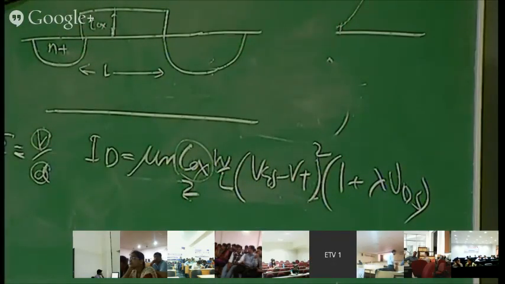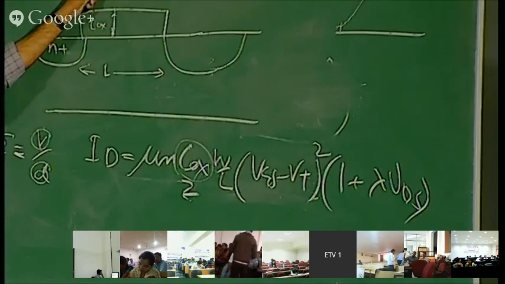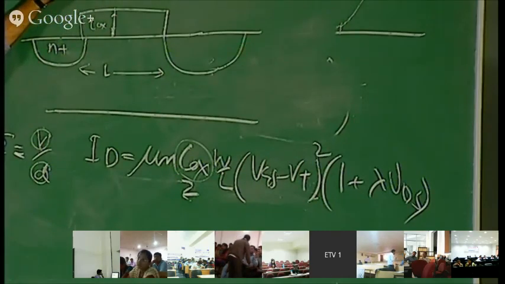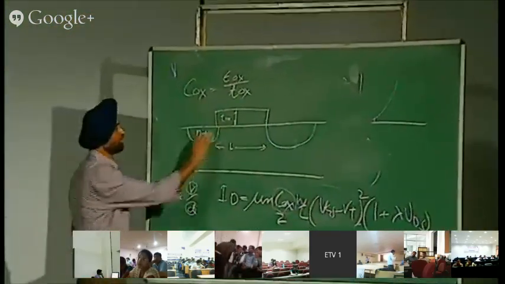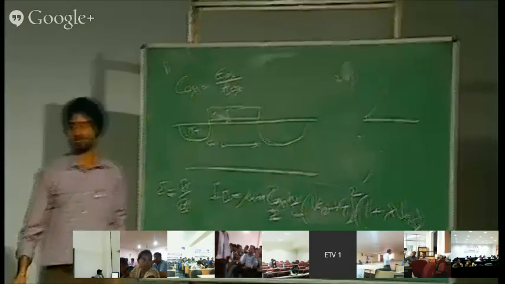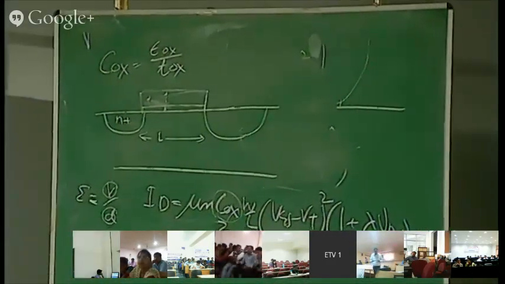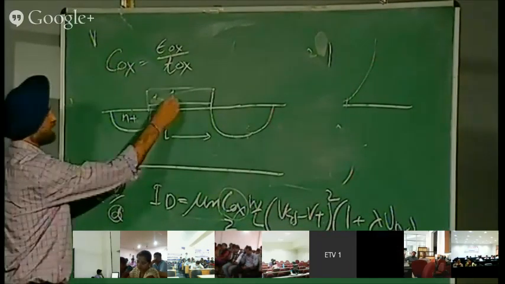To increase Cox, the permittivity is fixed. It's a physical parameter, and you cannot change it for silicon dioxide. If you are using silicon dioxide, you have to reduce tox only, then Cox will increase. But if you reduce this thickness, there is the concept of tunneling. The current tunnels through this. So there is leakage.